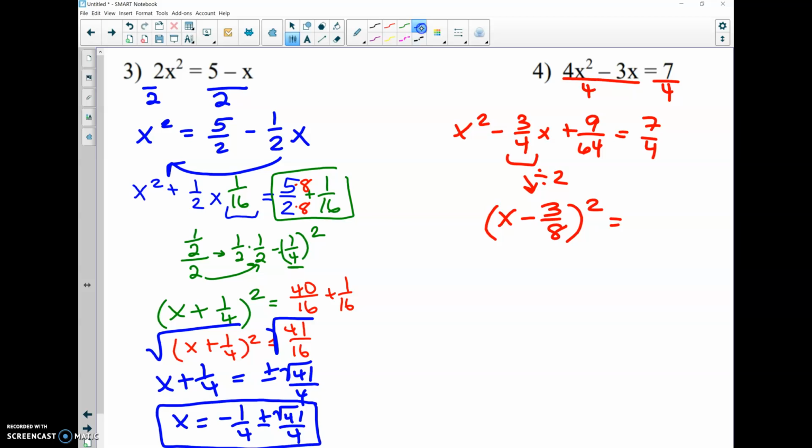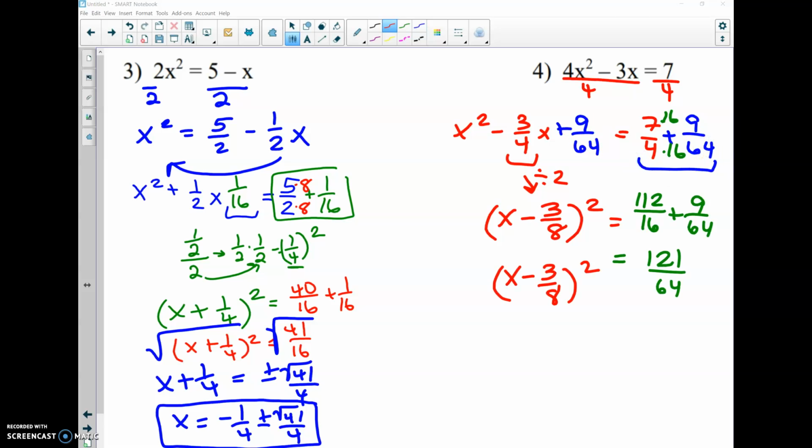And what we do to the left here, we have to do to the right. Go ahead and find a common denominator and add these two fractions together. All right, so to get a common denominator here, 4 times 16 is 64, so 7 times 16 was 112. Combining these two, our fraction is 121 over 64.